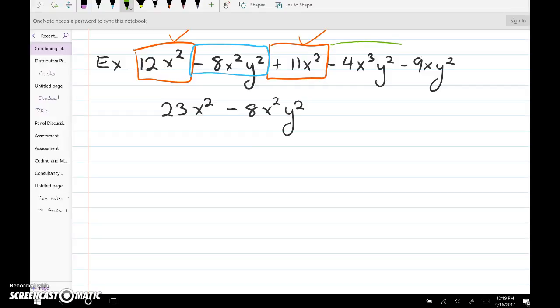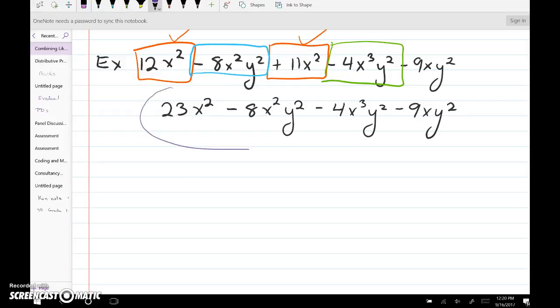Okay, next term. Negative 4x to the third y to the second. Nope, again, my x's aren't matching up. I'm going to just write it down. Negative 4x to the third y squared. And then I just have my last term, negative 9x y squared. I know, it doesn't look like we really solved much or simplified much, but this is my answer.